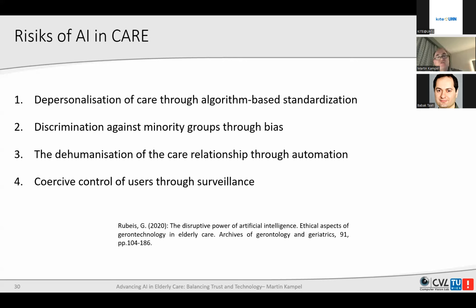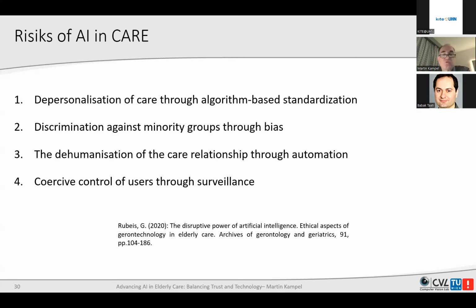The dehumanization of care relationships through automation. There's a lot of fear that, for example, if we apply a fall detection solution, caregivers won't show up through the nights anymore. Caregivers trust the technology and say there will be a signal if someone needs help. But the people in the care facilities are waiting for the caregivers to show up and maybe wish them a good night. So dehumanization is really a big topic when you talk with people.